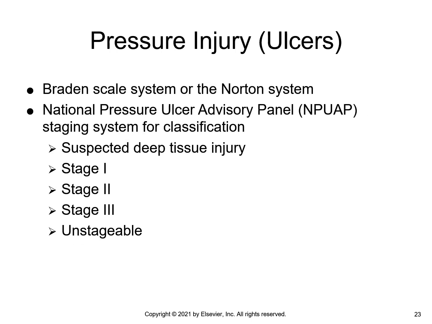The National Pressure Ulcer Advisory Panel has updated pressure ulcer definitions for the prediction and prevention of pressure ulcers and a staging system for classification. Suspected deep tissue injury: intact skin with a purple or maroon discoloration. Tissues may be firm, boggy, painful, cool, or warm.